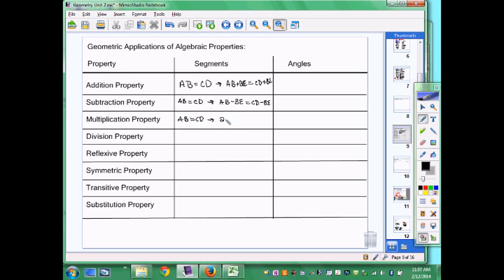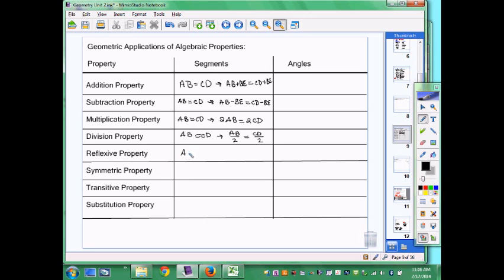Or I can multiply both of them by the same thing and it'll still be equal, like if I double the length. Or if I divide the length by the same thing, for example, if I cut it in half. Now it doesn't have to be 2, it could be anything. If you multiply both sides by the same thing, it's still valid.